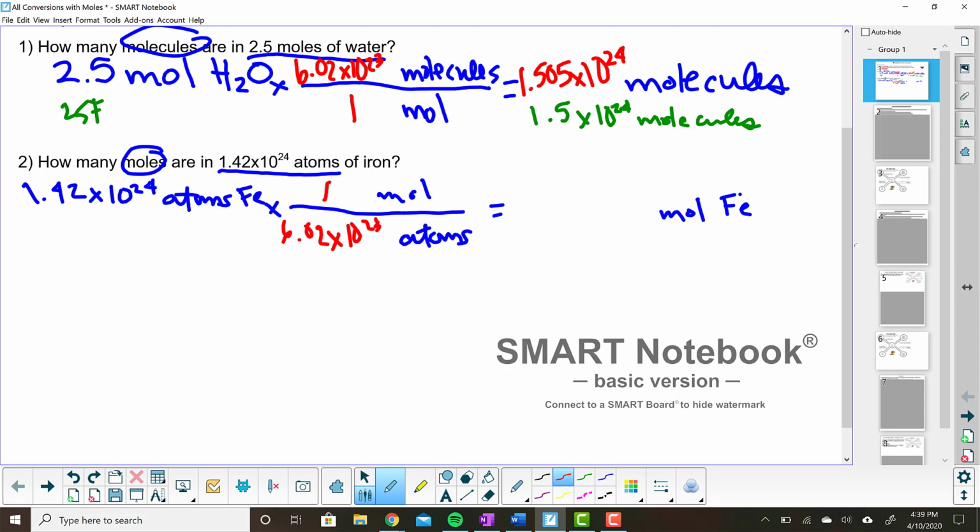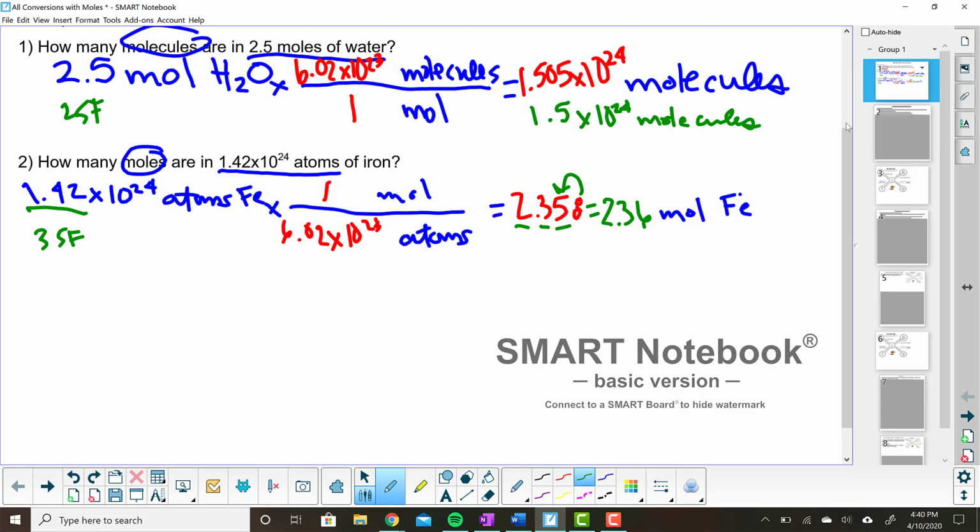So I'm going to take that 1.42 times 10 to the 24th, multiply by 1. So I get 1.42 times 10 to the 24th atoms. And then I divide that by 6.02 times 10 to the 23rd atoms. When I divide that out, I get 2.358 moles of iron. I need to think about sig figs. My answer is going to be 2.36 because that 8 rounds the 5 up. My final answer is 2.36 moles of iron.